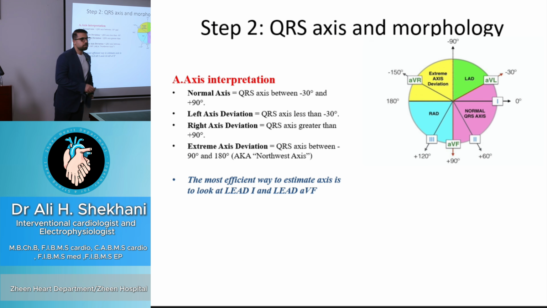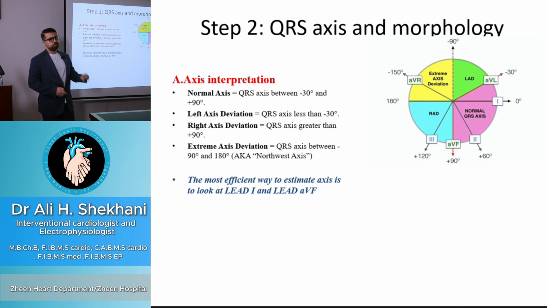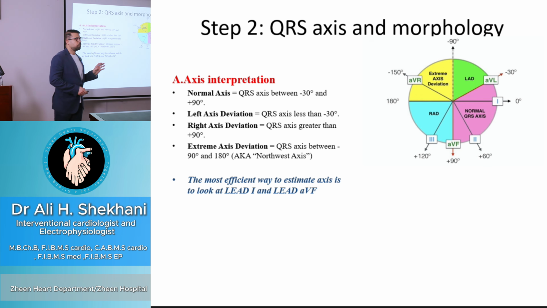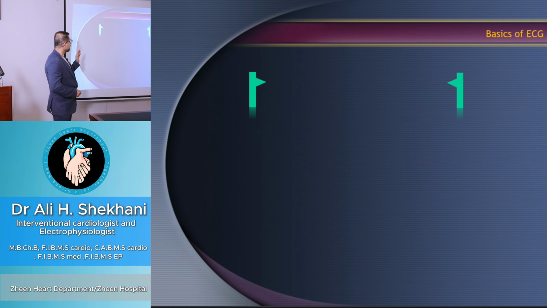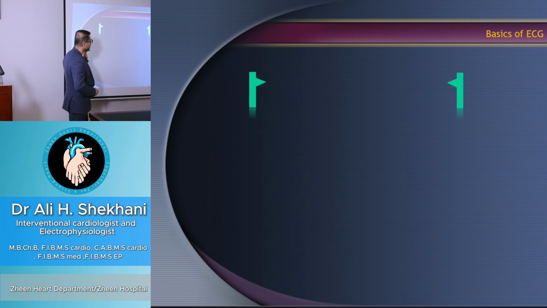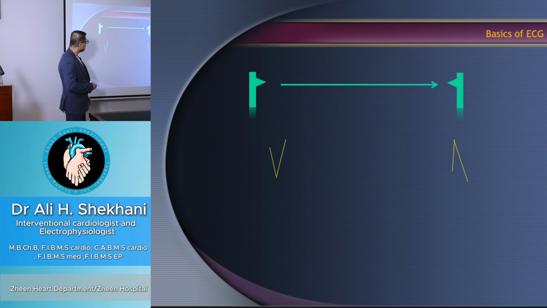In order to understand the ECG interpretation, there are a few basics in the ECG you have to know. Whenever there is a signal that passes toward a lead, this lead will become positive, and the opposite lead will become negative.